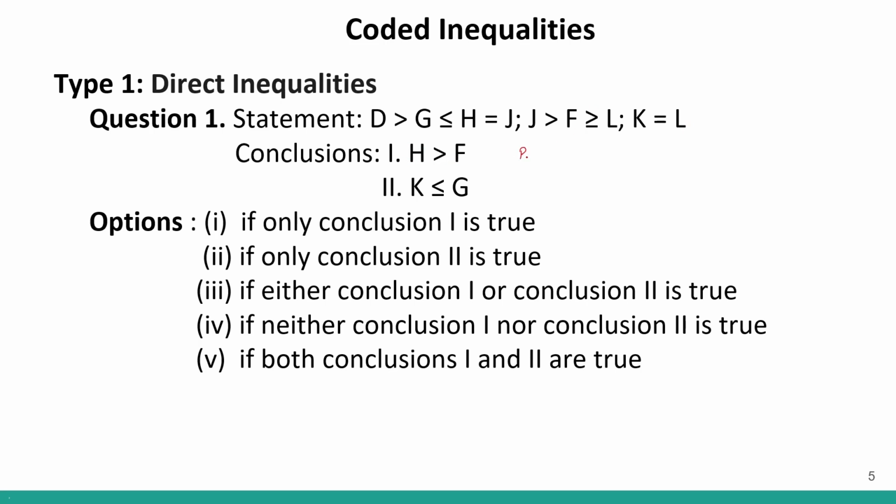So we will move from bigger to smaller, correct? We will move from H. Now I can see that H is equal to J, and over here J is greater than F. So I can write the relationship like this, correct? And if H is equal to J, I can say that H is greater than F, because it is equal to J and J was greater than F. So I can say this conclusion is true.